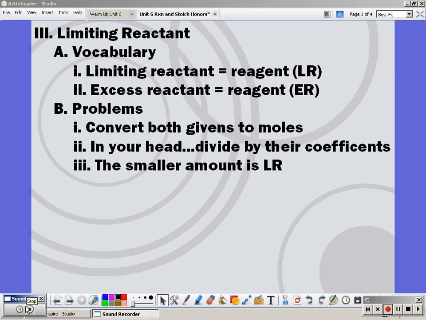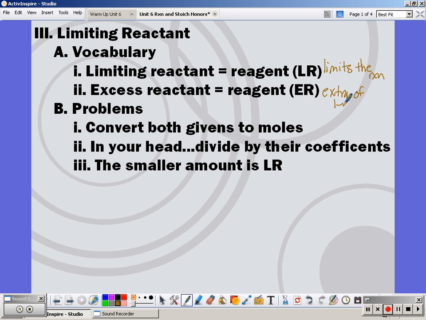Limiting reactant. So some vocabulary we have. A limiting reactant. A reactant is the same thing as a reagent. It limits how much product you can form. So it limits the reaction. An excess reactant or an excess reagent you have extra of. So you're going to have some leftover. So it doesn't tell us how much we can form in a reaction because we're going to have more than enough.